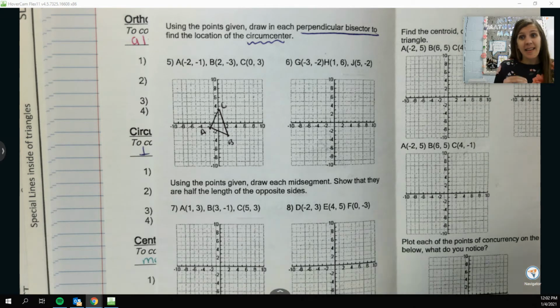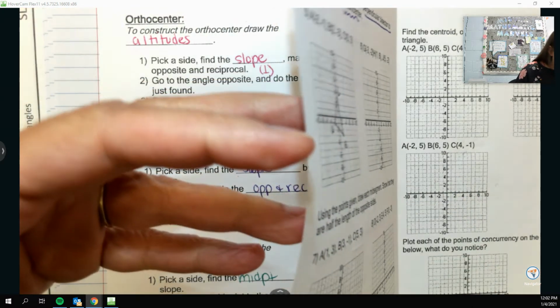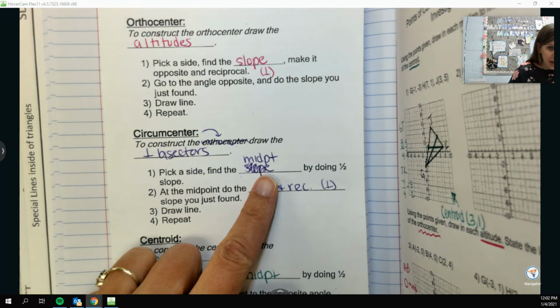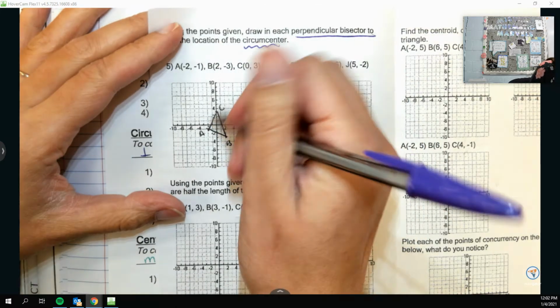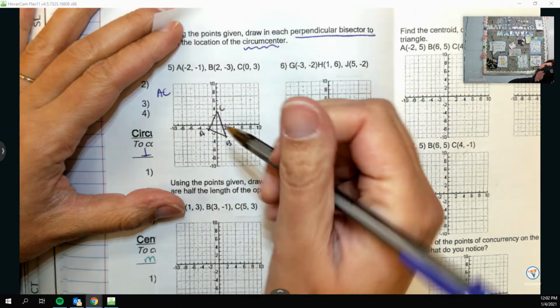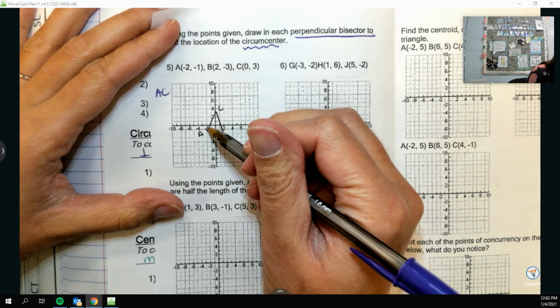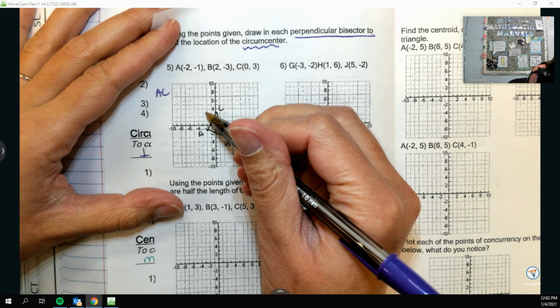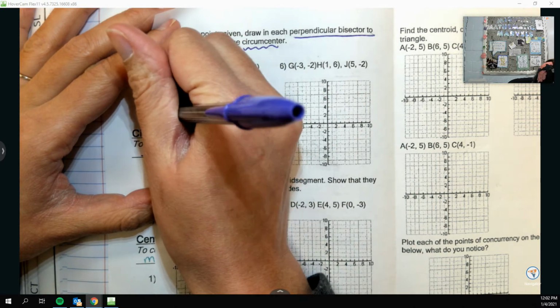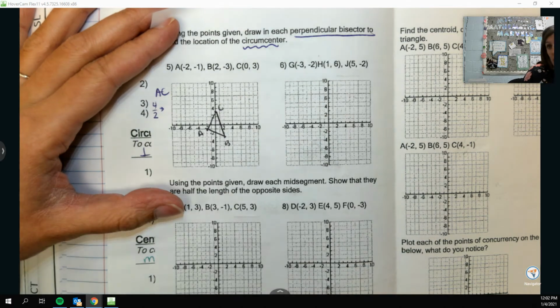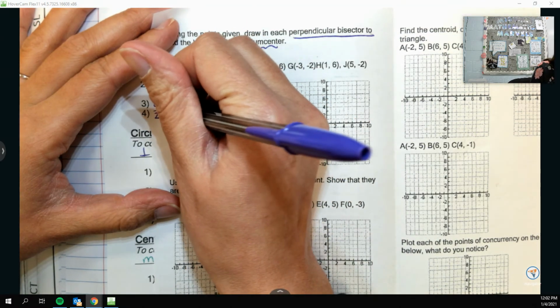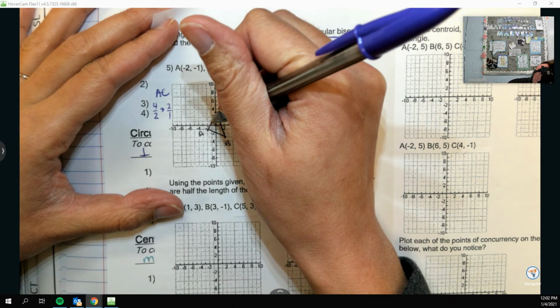the medians and with the altitudes, I need to do 2 things here. So I need to pick a side and find the midpoint. So let's say we just pick side AC. To find the midpoint, I'm going to do the slope and then cut it in half. So 1, 2, 3, 4, 1, 2. So up 4 over 2. And so halfway will be 2, 1. So I'll go up 2 over 1.